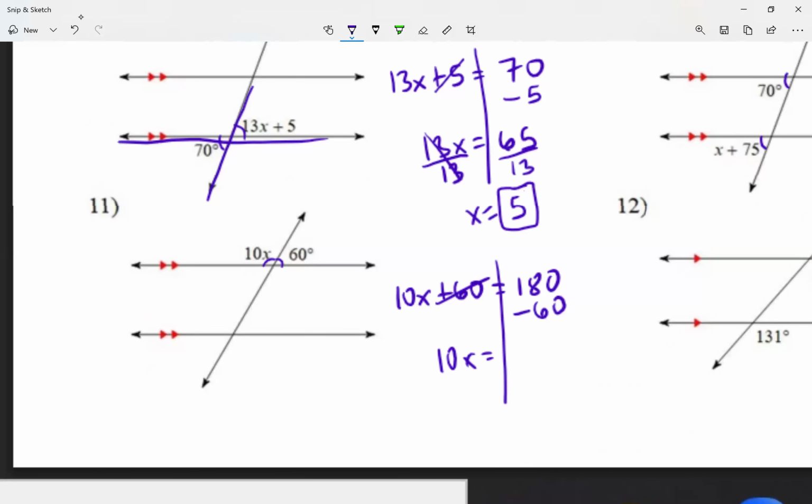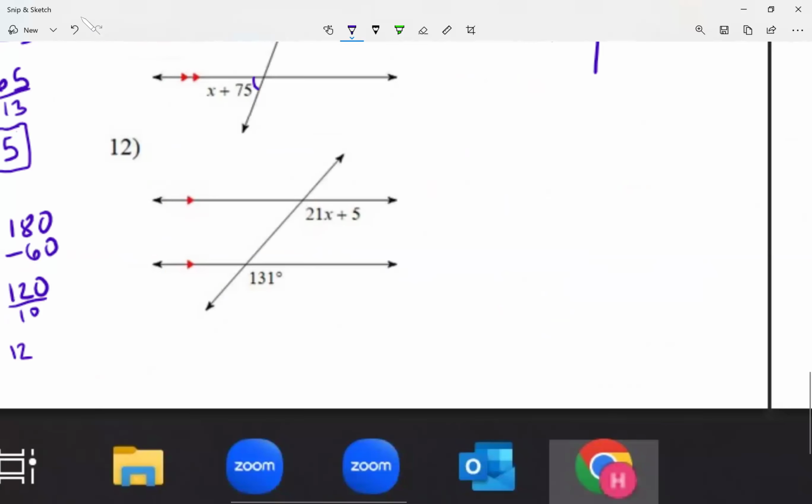Now 180 minus 60 is 120. To get the x by itself, let me divide both sides by 10. So x is equal to 12. Right, 120 divided by 10 gave me 12. That's not bad. Let's take a look at number 12.